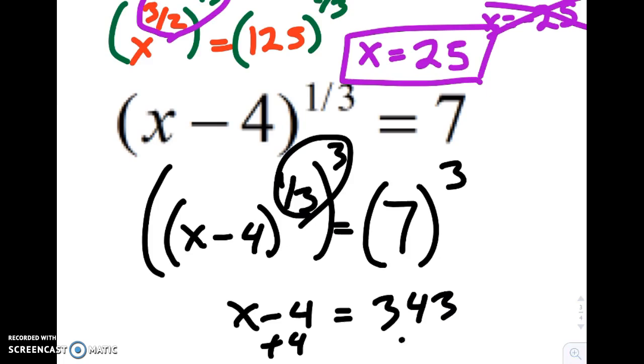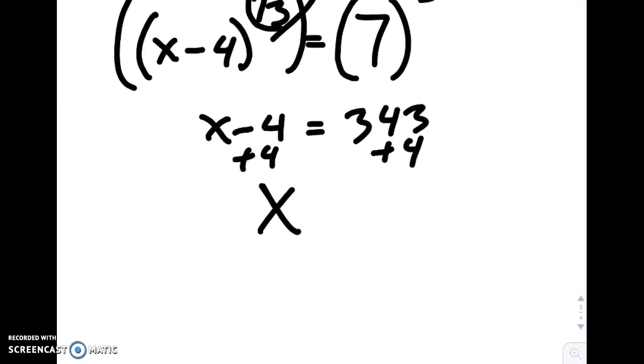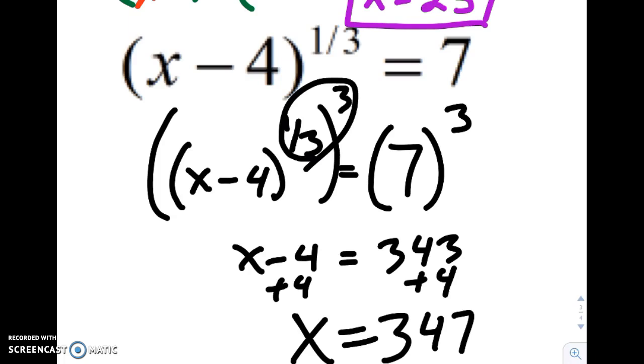Add 4 to both sides. X equals 347. It's always good to check your answers so you can just kind of plug it back in, take a look. If I put 347 up here, will it work? Well, subtract 4, you get back to that 343, and you take the cube root of that, or the 1/3, and you get 7.